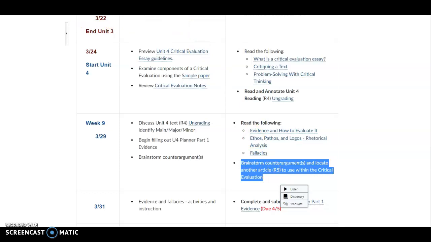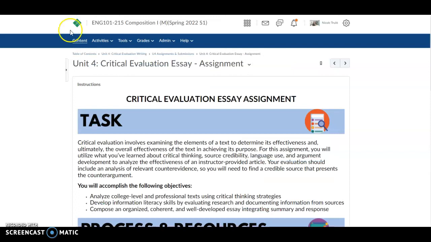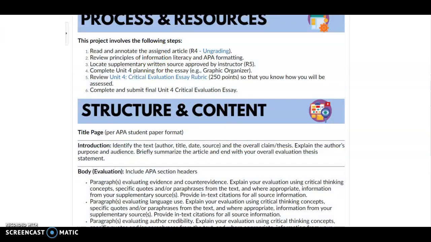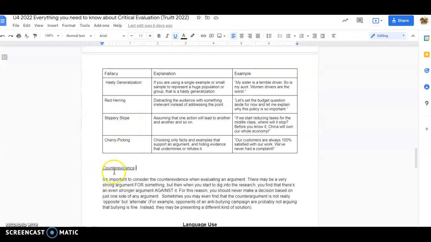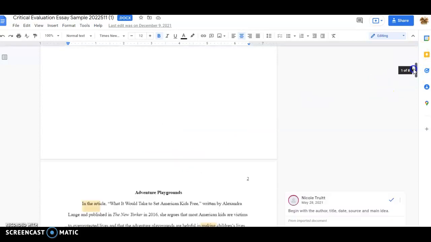Now, the idea here is that you should find an article that presents a counter argument. So if your article is arguing one thing, then the article you find on your own, R5, should argue the opposite thing. Okay, so it should be an opposing argument. So what you're going to do is you're going to use that when we talk about counter evidence. There's going to be a paragraph in your report in the body under evidence evaluation, and I'll show you on the sample what that looks like.